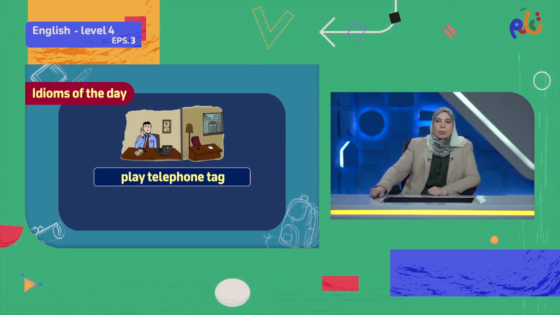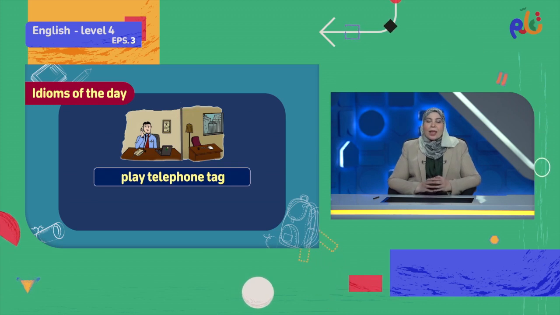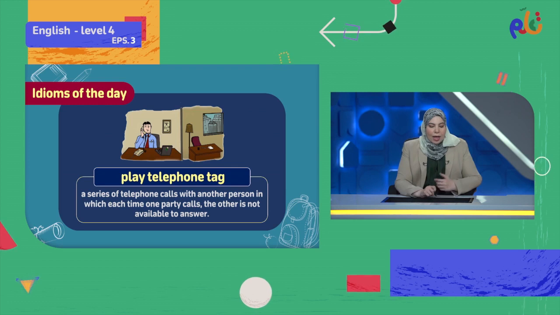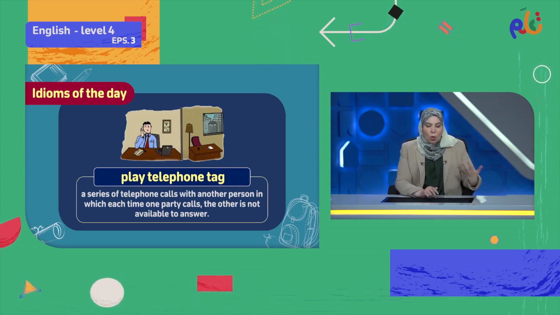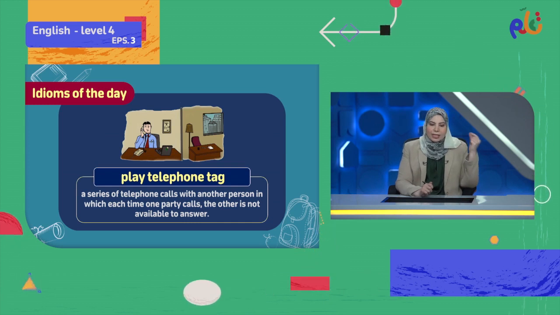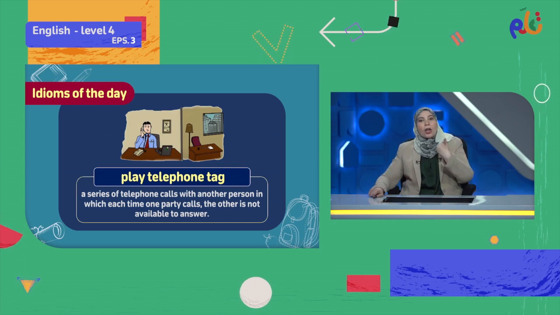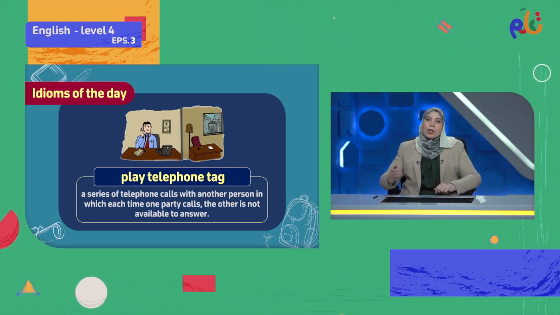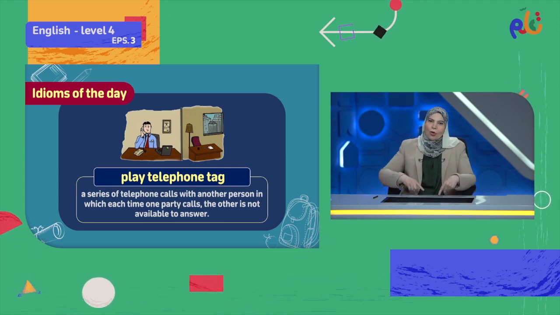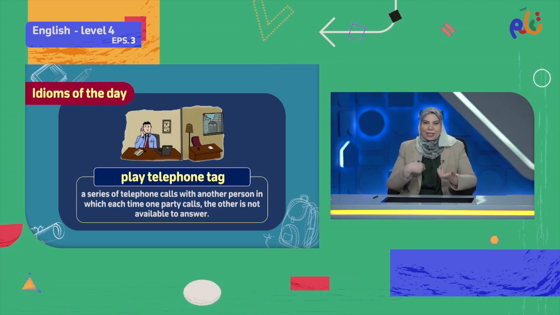So the first idiom that we have today is called play telephone tag. Play telephone tag is an idiom that means a series of telephone calls with another person in which each time one calls the other, we can't get in touch. Which means I call you, you're not available. So you call me back and I am not available. So I go back and call you again. So this is called we're playing telephone tag.